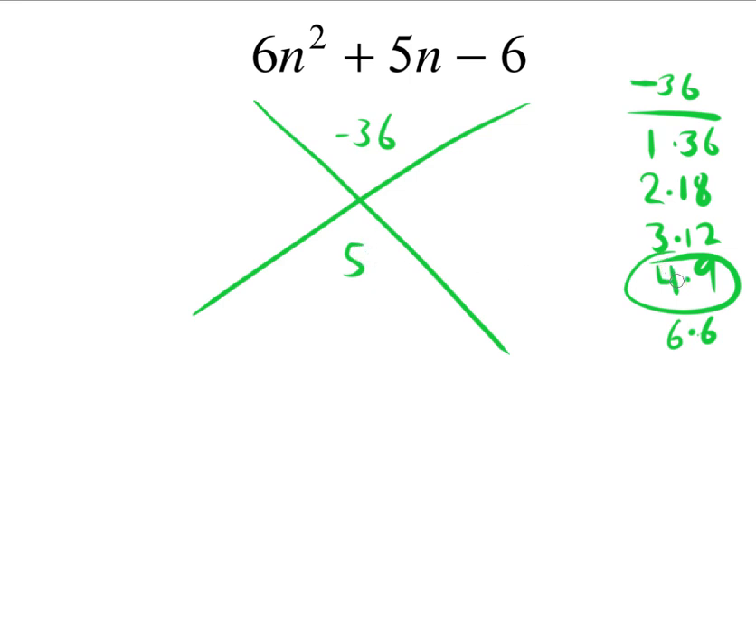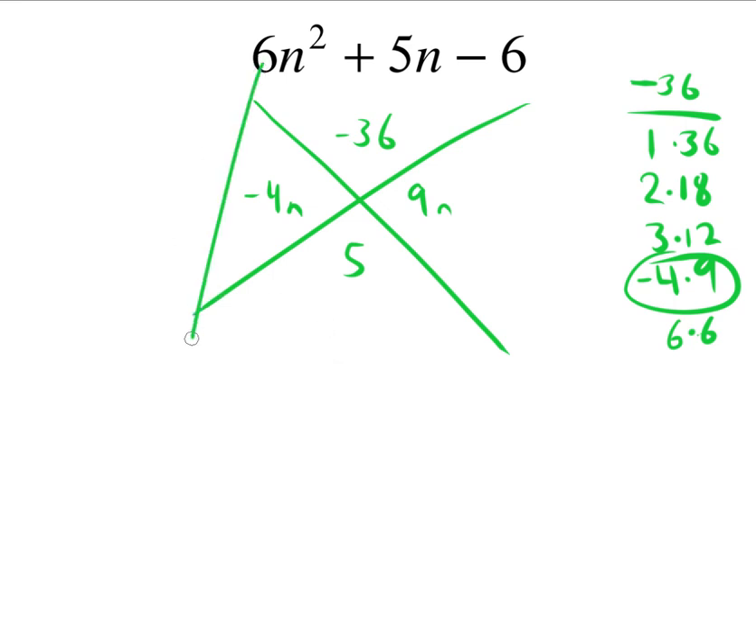Now, my question for you is, which one of these has to be the negative? Hopefully you realize it has to be the negative 4 times the positive 9. So this is going to be negative 4n, and this is going to be 9n. And those together are going to get me this negative 36 that I am looking for.